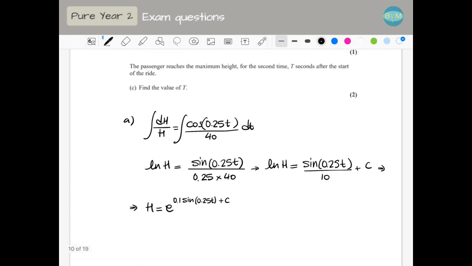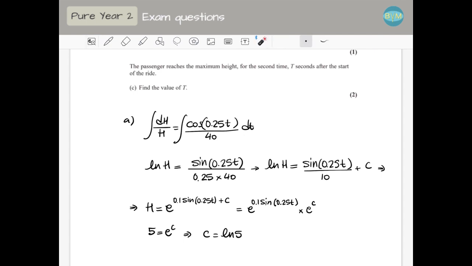So when t is 0, I think it's going to help us to write this as a product of two factors: e to the power of 0.1 sine 0.25t times e to the power of c. Because when I multiply powers, I add the exponents, so this expression is the same as this one. So when t is 0, h is 5. Sine 0 is 0. E to the power of 0 is 1, times e to the power of c, which means my constant of integration, c, is going to be ln 5.